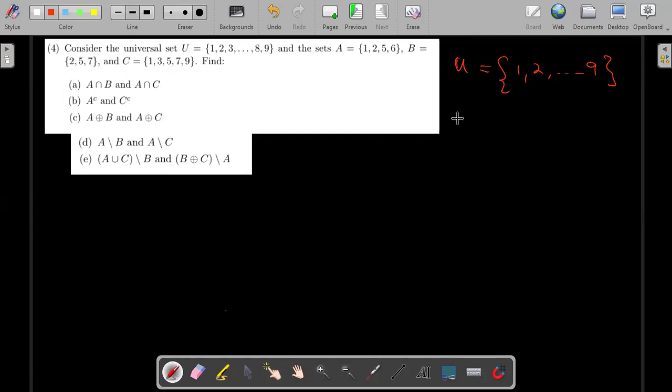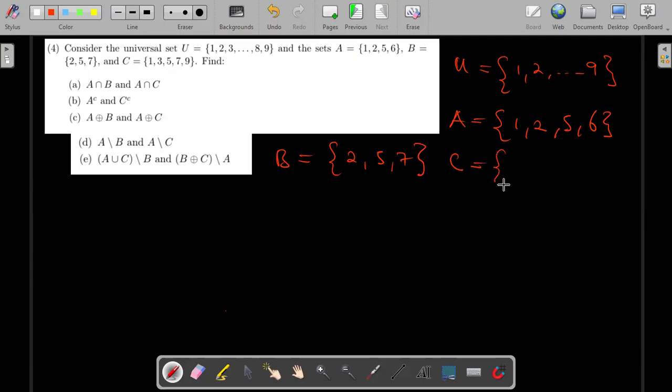So the set A is given as the set that contains 1, 2, 5, and 6. So this is the set A. Now, the set B also has been given. That is the set containing 2, 5, and 7. That is the set B. Then I have the set C. So the set C contains 1, 3, 5, 7, and 9. So this is my set C.